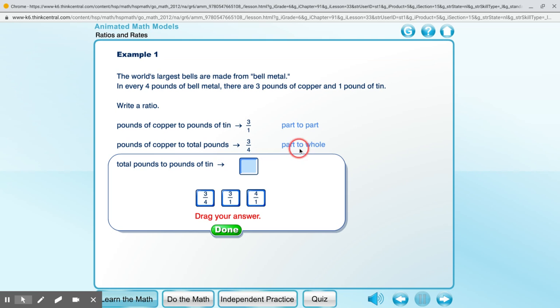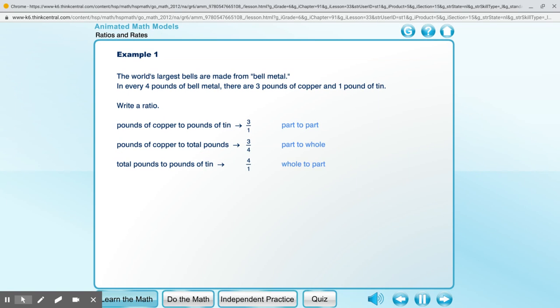Down here, part to whole. They want to know copper, which is part. The total bell metal is 4. So 3 over 4 is a part to whole ratio. Now, what are they asking me for this one? Total pounds. So what would be the total pounds? 4, right? To the tin. And how many tin is 1? So this answer should be 4 to 1. That's right. The correct answer is 4 to 1. The ratio compares a whole to a part.